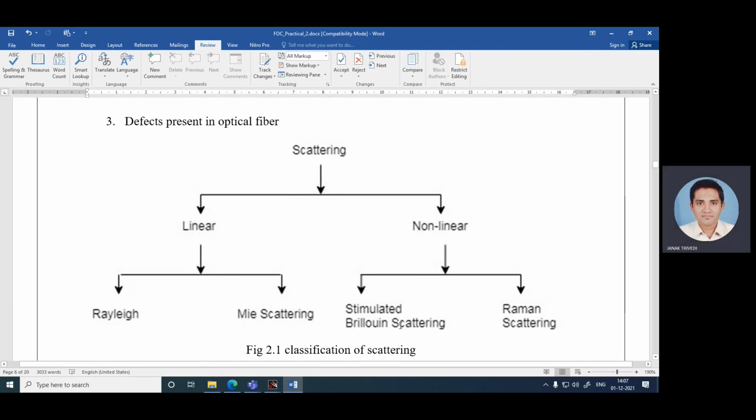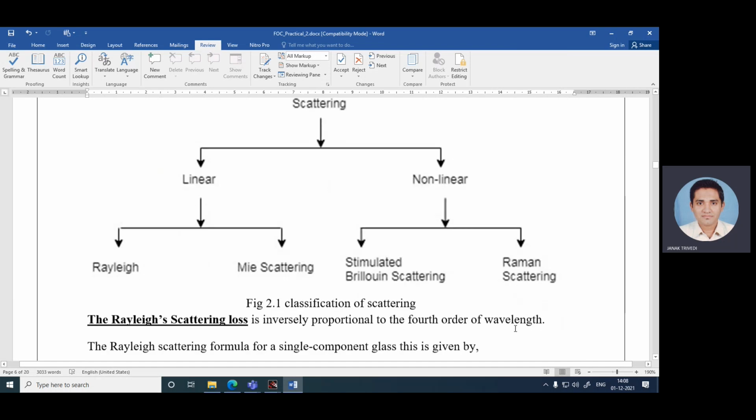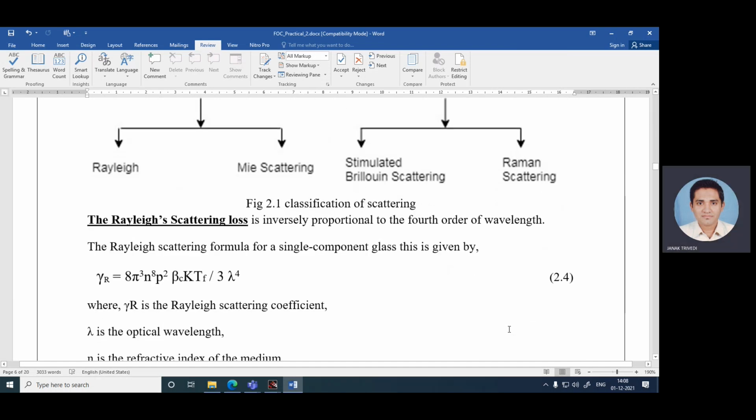Figure 2.1 represents a classification of scattering. Scattering is linear and nonlinear. In linear, Rayleigh scattering and Mie scattering. In nonlinear, stimulated Brillouin scattering and Raman scattering. The Rayleigh scattering loss is inversely proportional to the fourth power of the wavelength.